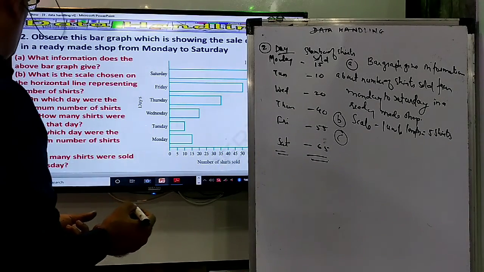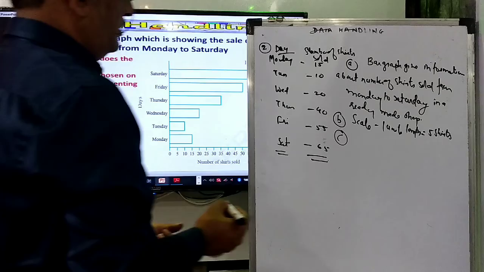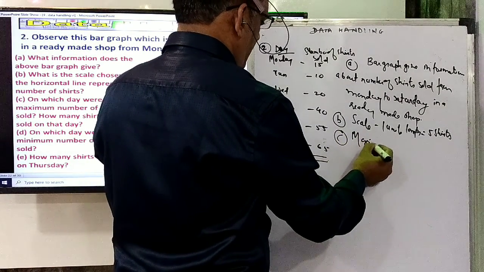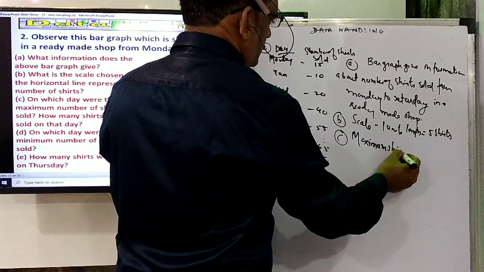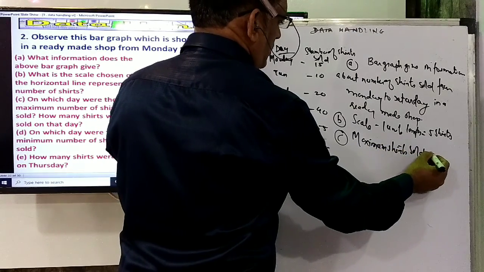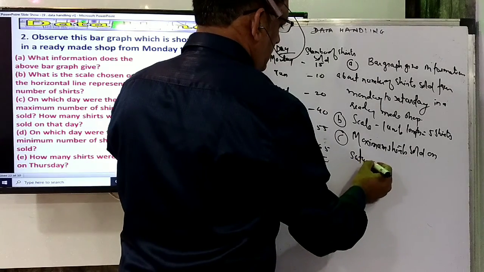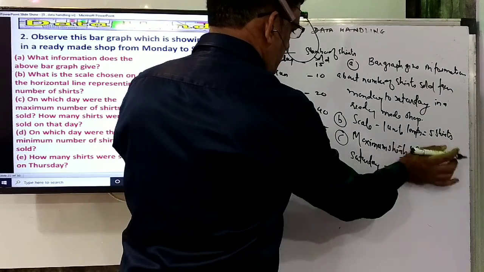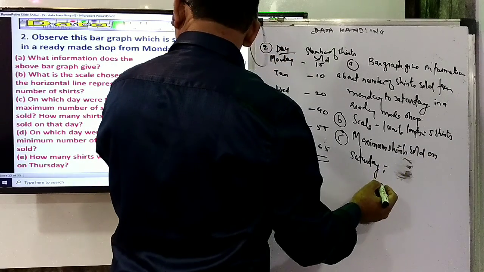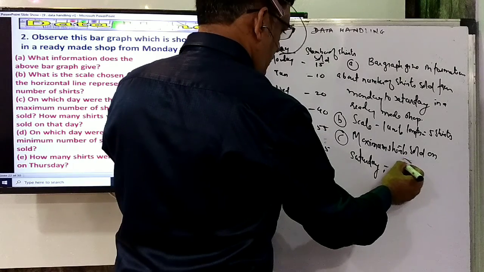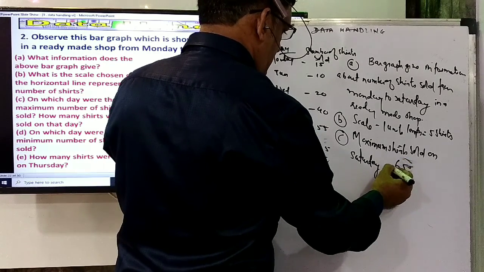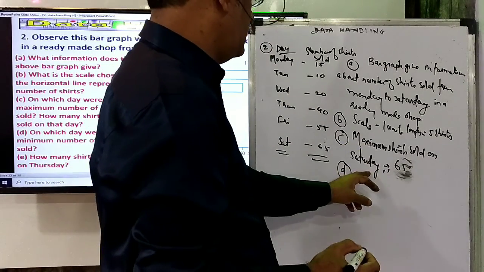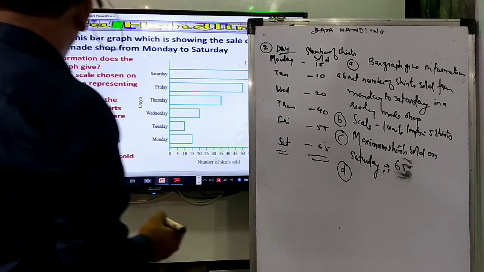On which day were the maximum number of shirts sold? How many shirts were sold on that day? So you know that on Saturday 65 shirts are sold. Maximum shirts sold on Saturday, and that is 65 shirts. How many shirts are sold on Saturday? 65 shirts are sold. So this is question number C, which consists of two parts. Maximum shirts sold on Saturday, and that is 65.